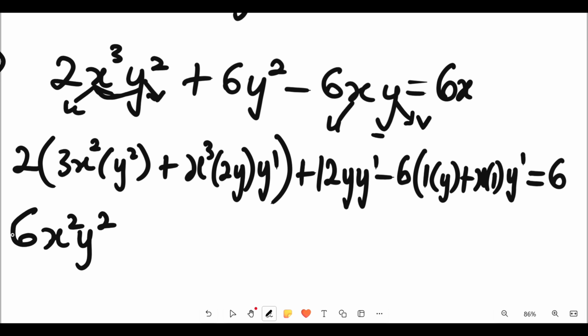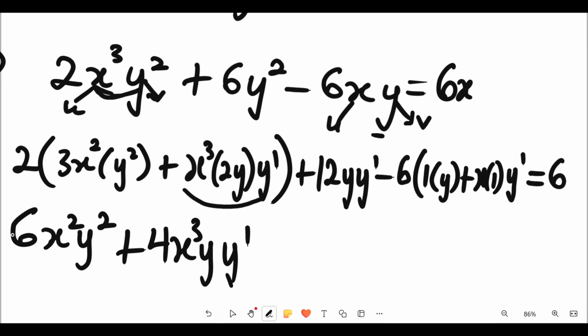Then we have x cubed times 2y. So we are going to get x cubed multiplying 2y, so it's going to be 2x cubed y multiplying y prime. Then we have 2 outside the bracket, so it's going to be plus 4x cubed y, then y prime. Then plus our 12y multiplying the y prime.